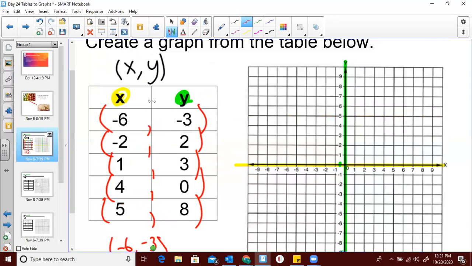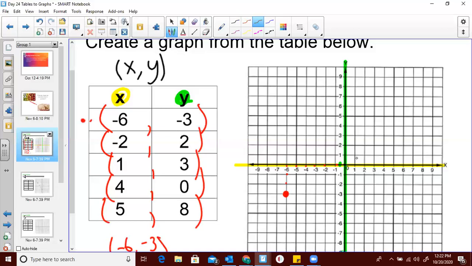So when I have a negative x value, I need to go left on my x-axis because that's where my negative values are. Now I'm going to go left 1, 2, 3, 4, 5, 6. Now I know that I have a negative value for my y, which means that I'm going to have to go down my y-axis because that's where my negative values are. So I'll go down 1, 2, 3. And here's where my point will be. Okay, so that would be this point.